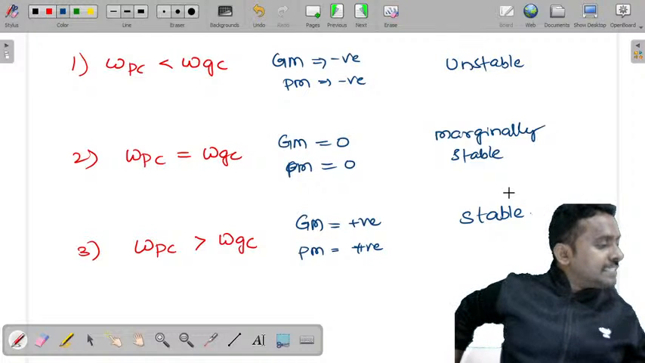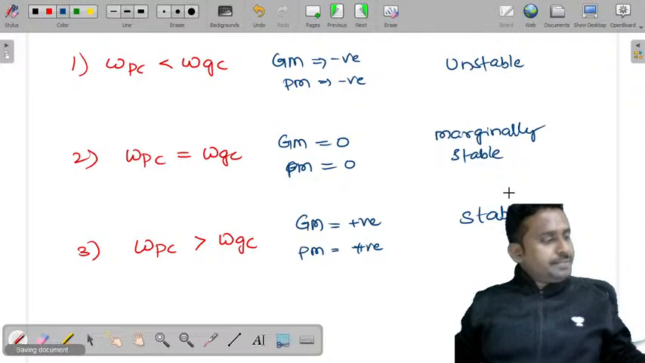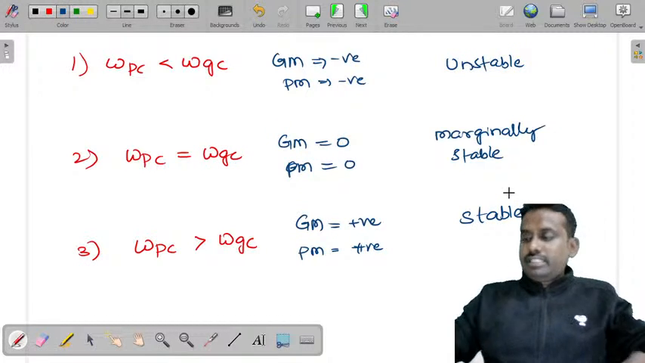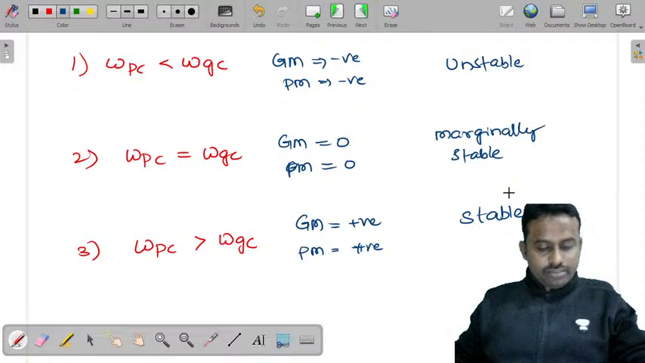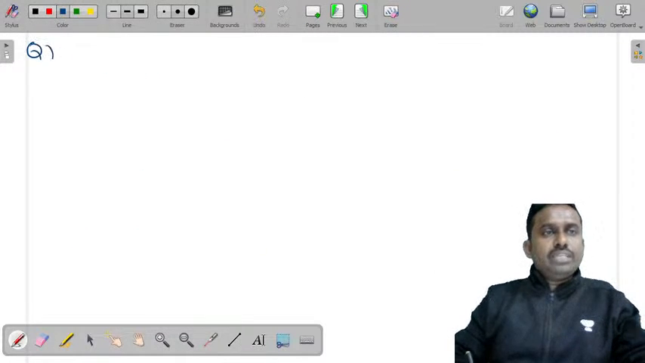Yeah, this is a question. Let's take one question that was previously asked in your question paper. With this idea in mind, let's try to solve one previous university question.